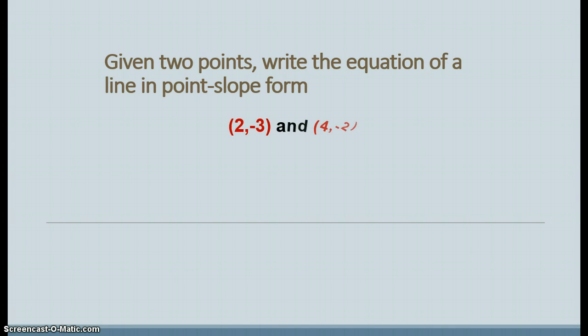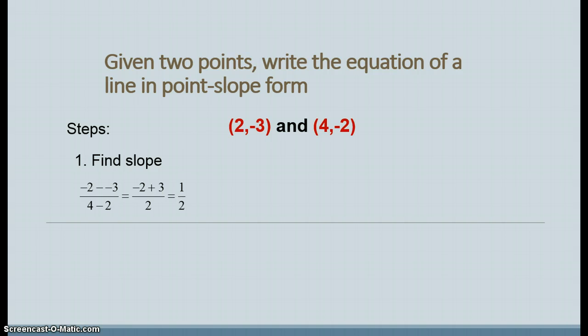All right? Now, given 2 points, create an equation of a line in point slope form. How do we do that? All right, these are the steps. Number 1, find the slope. We have the 2 of them. We don't have only one. So we have the 2 of them. Then in that case, we can find the slope first. Remember, you have to name each of them, x1, y1, x2, y2, or backwards.